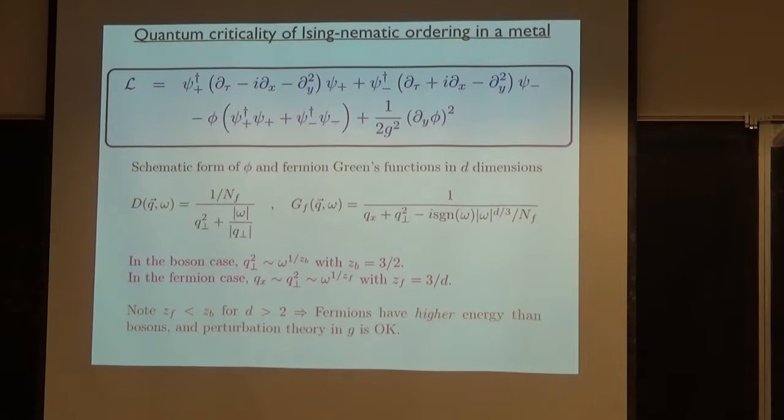Would this change if you artificially imagine that the electrons had a truly two-dimensional dispersion, but that the bosons had a 3D dispersion? I don't know off the top of my head, one could work it out. It would change, yeah.